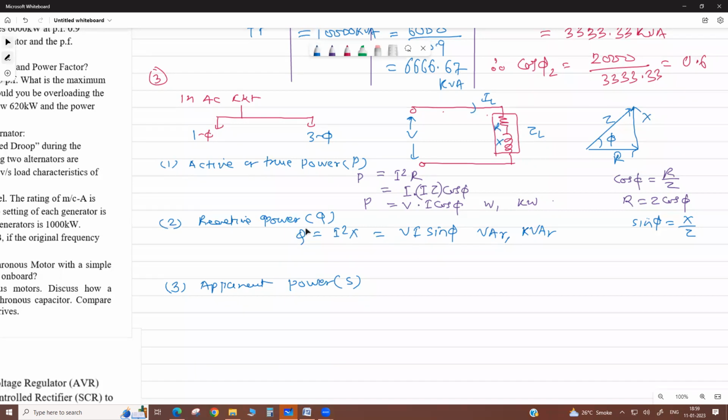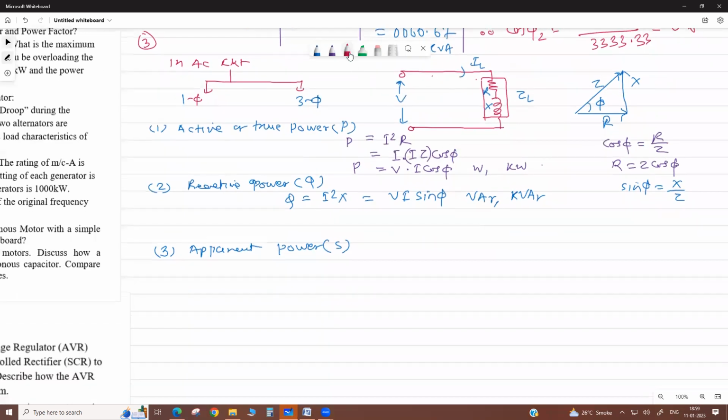Apparent power: in an AC circuit, the values written or measured are always RMS values. So this apparent power is nothing but the product of RMS value of voltage and RMS value of current. Correct. And this unit is volt ampere or kilovolt ampere, kVA, right?